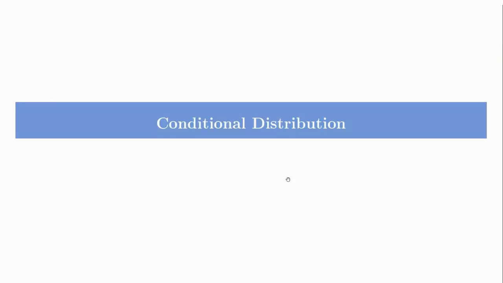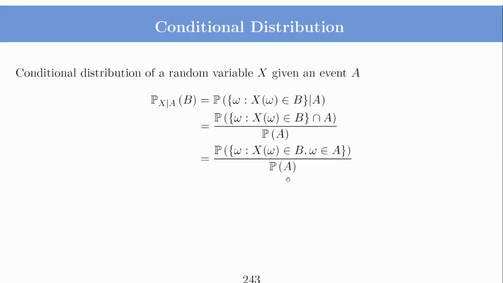Now let us come back to the conditional distribution. So we have seen conditional distribution for normal events. But what is the conditional probability of A given B? Here we define the conditional distribution of random variables. So let us assume an event A is given to you, and condition on this event, we want to compute the distribution of random variable X.